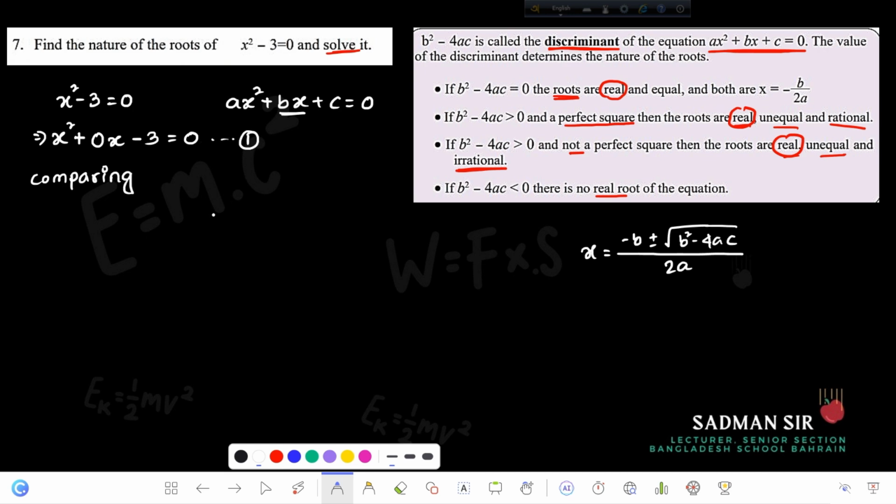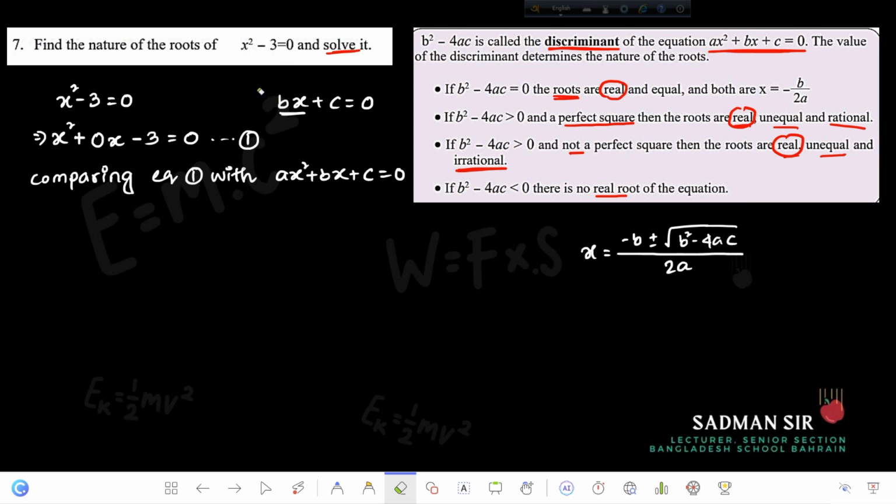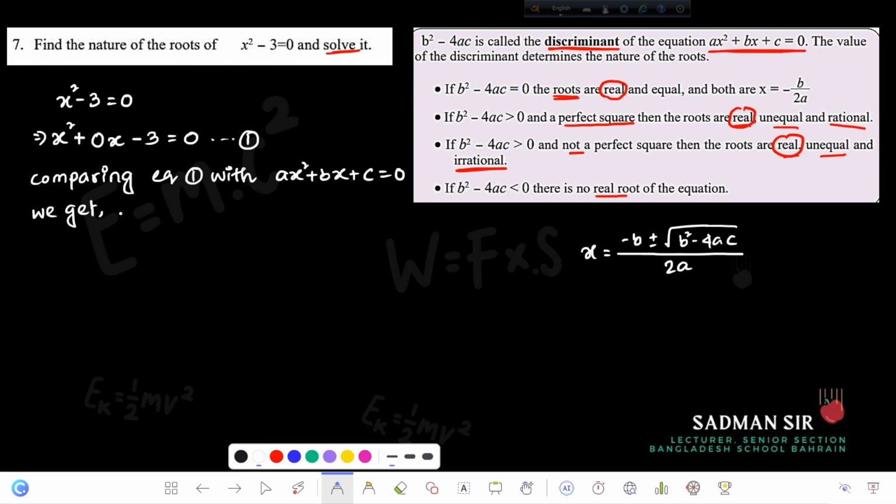We will write comparing. Let's say this is equation number 1. Equation 1: x square plus bx plus c equal to 0. As we are mentioning this here, we will not mention it here anymore. If we compare, we see the coefficient of x square is a, and here it is 1, so a will be equal to 1. The coefficient of x is b, and here the coefficient of x is 0, so b is 0, and c is equal to, you can automatically understand, minus 3.